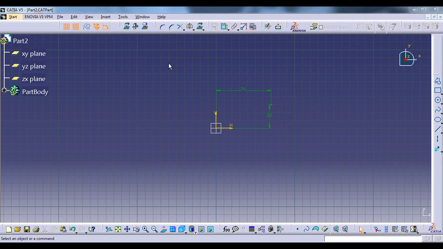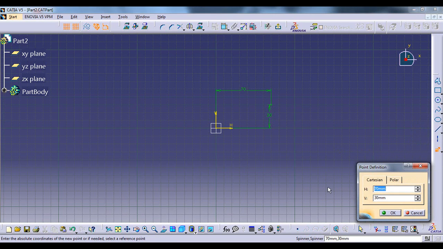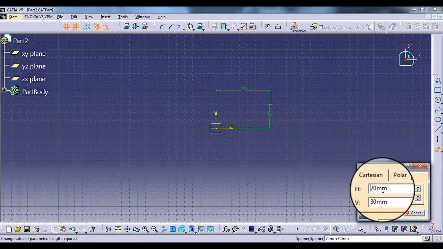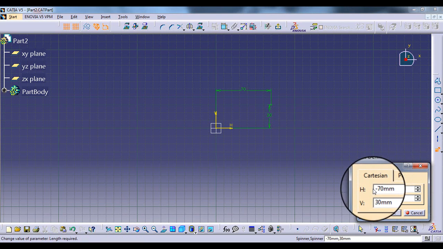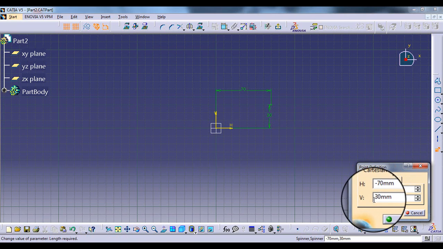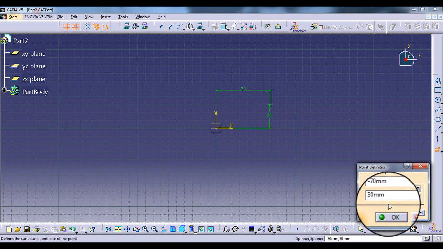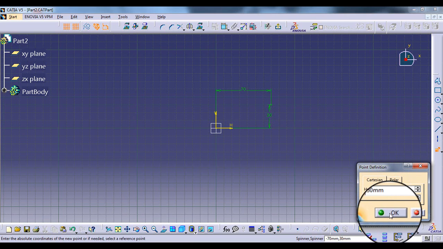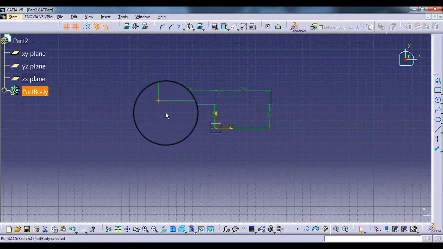So if we want this point to be in the second quadrant, we need to make the necessary changes. So I will just select this command again, and then I will enter the horizontal component as minus 70, and then I will keep this vertical component as 30, and I will click on OK. So this point gets plotted in the second quadrant.